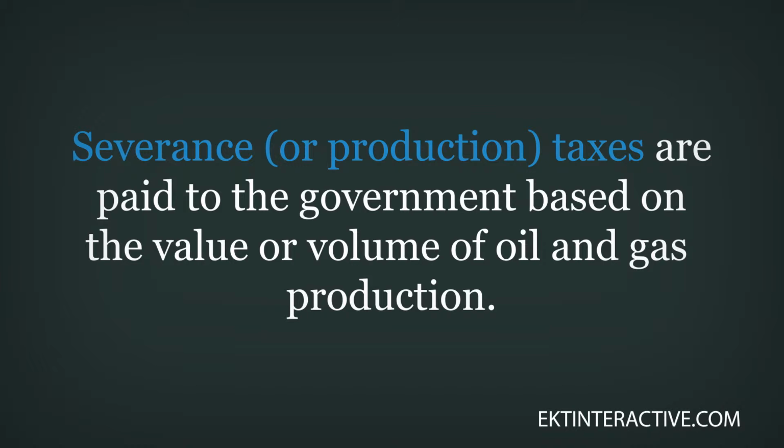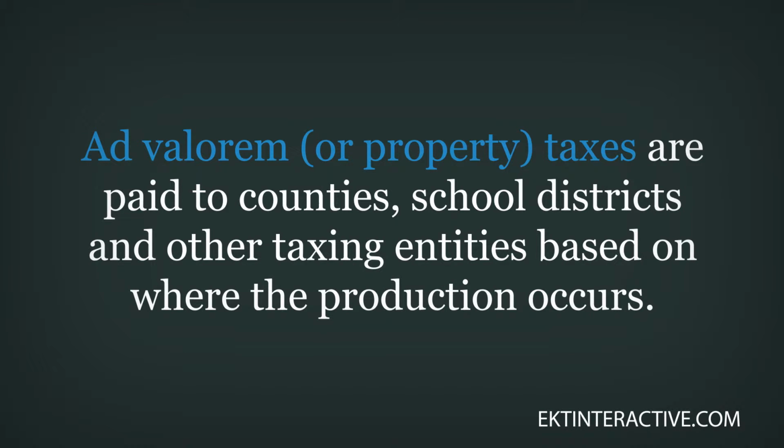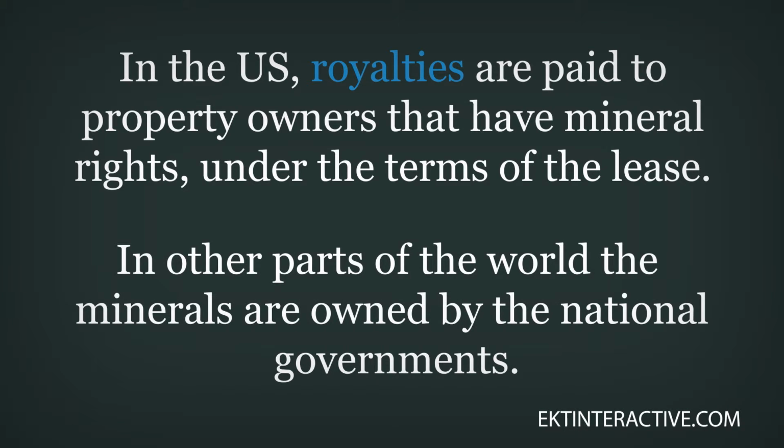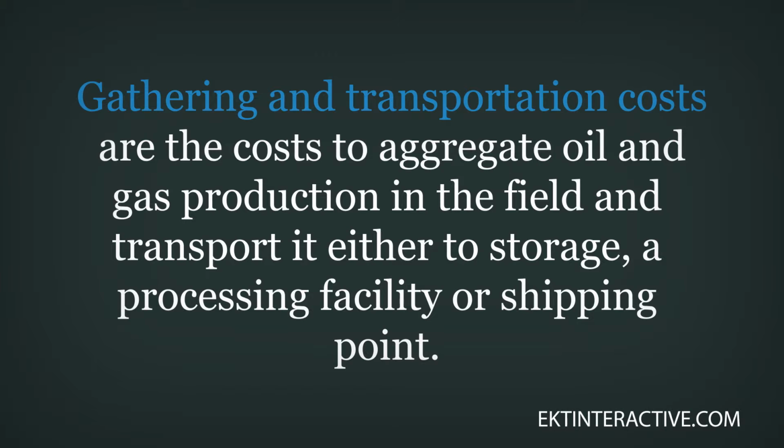Severance, or production taxes, are paid to the government based on the value or volume of oil and gas production. Ad valorem, or property taxes, are paid to counties, school districts, and other taxing entities based on where the production occurs. In the U.S., royalties are paid to property owners that have mineral rights under the terms of the lease. In other parts of the world, the minerals are owned by the national governments. Gathering and transportation costs are the costs to aggregate oil and gas production in the field and transport it either to storage, a processing facility, or shipping point.